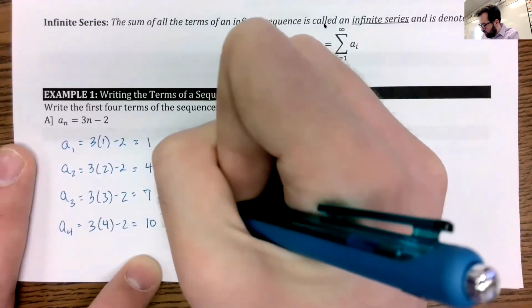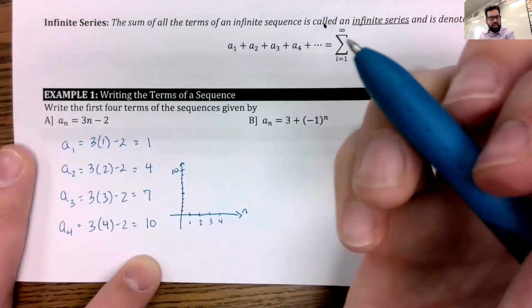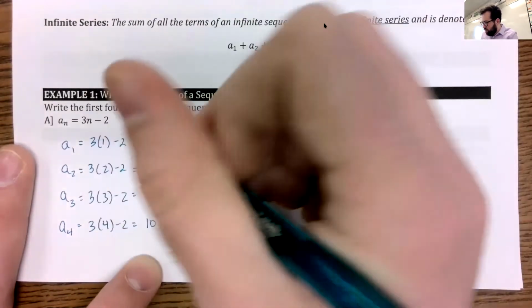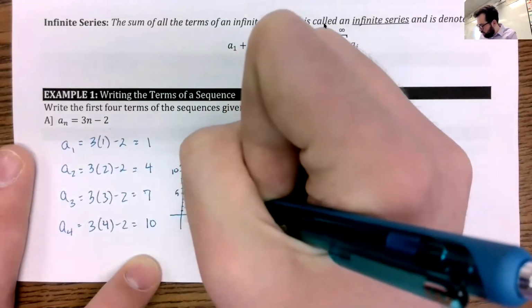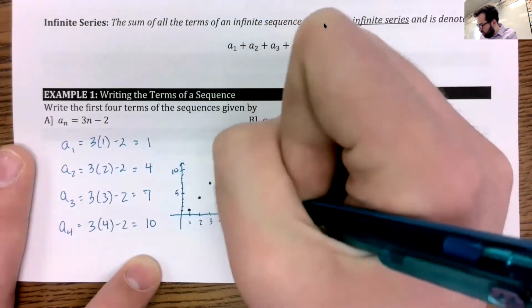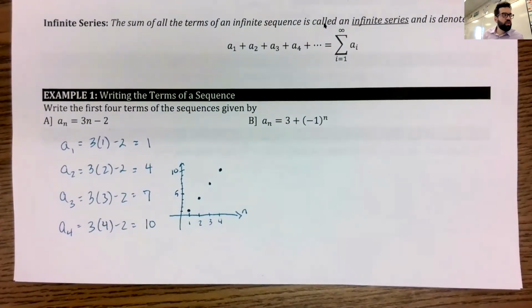1, 2, 3, 4, 5, 6, 7, 8, 9, 10, something like that. And when n is 1, the term is a 1. At 2, we're up at 4. At 3, we're at 7. And at 4, we're at 10. So that's what a sequence looks like visually. It's literally just dots on a graph instead of a curve or a line. Nothing connected, just a bunch of dots.